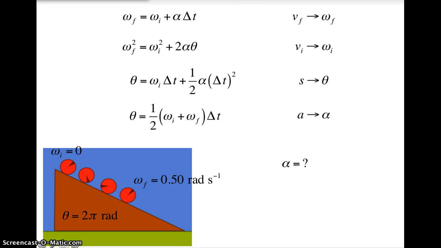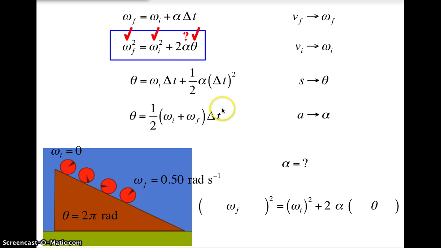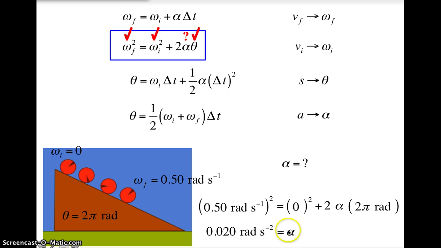Now let's say the problem asks us to find the angular acceleration. Which equation could we use? It would be this one, because we know this, it's 0.5, we know this, it's 0, and we know that, 2 pi. So we take the equation, and we're going to solve for the unknown. We plug in the value 0.5, plug in the value of 0, and the value of theta, 2 pi, and with a little work we can solve to get 0.02 radians per second squared. Notice the unit is not meters per second squared because it's not regular linear acceleration. Rather, because we're dealing with angles, the unit is radians per second squared.